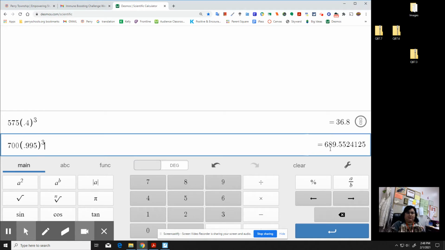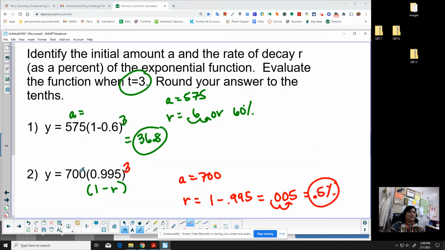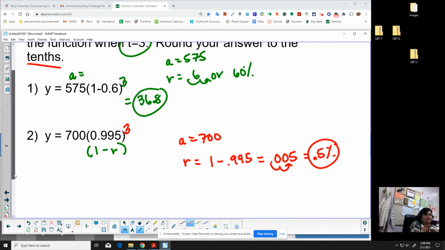So 689.55. I think it said nearest tenths. Yeah, nearest tenths. So 689.55, this is the hundredths, this is the tenths, so I underline it. The 5 is high enough to pull it up. So the final answer would be 689.6.